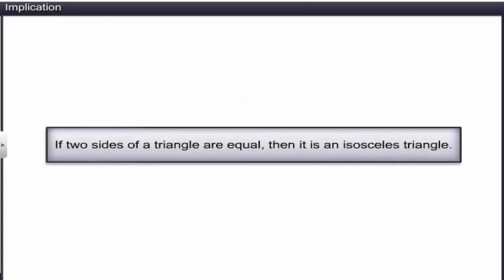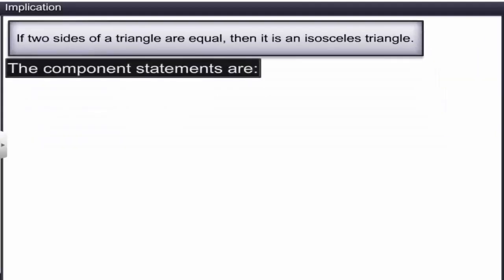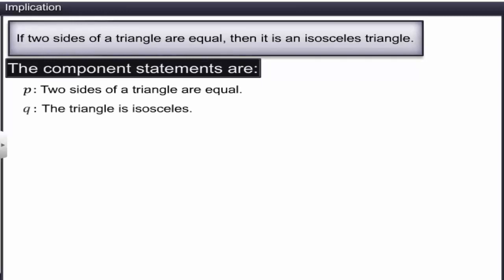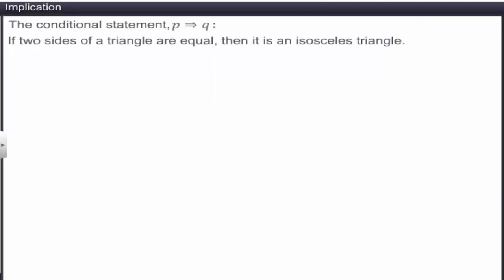Let's write the converse, inverse, and contrapositive of the implication. If two sides of a triangle are equal, then it is an isosceles triangle. The component statements of the compound statement are: two sides of a triangle are equal, the triangle is isosceles. The implication of the statements is P implies Q. The implication or conditional is: if two sides of a triangle are equal, then it is an isosceles triangle.